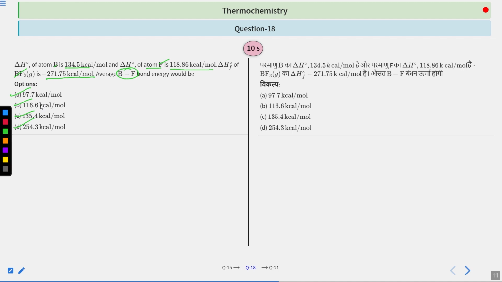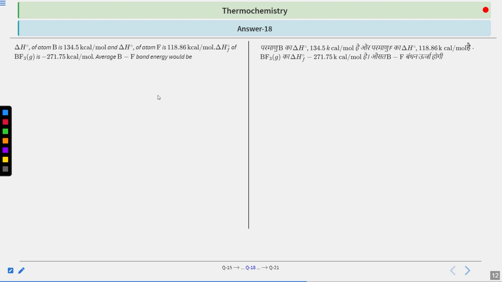Clear? Okay. So your 10 seconds to solve this question starts now. This much hint is good enough to solve this question. So your time starts now. So your time is up. Let us see what is the solution.